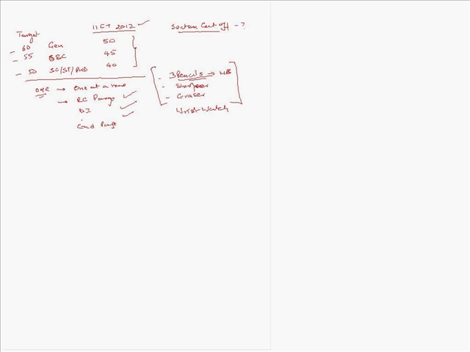Do we get extra sheets for calculation? No, you have to do all your calculation and all your rough work on the paper itself.